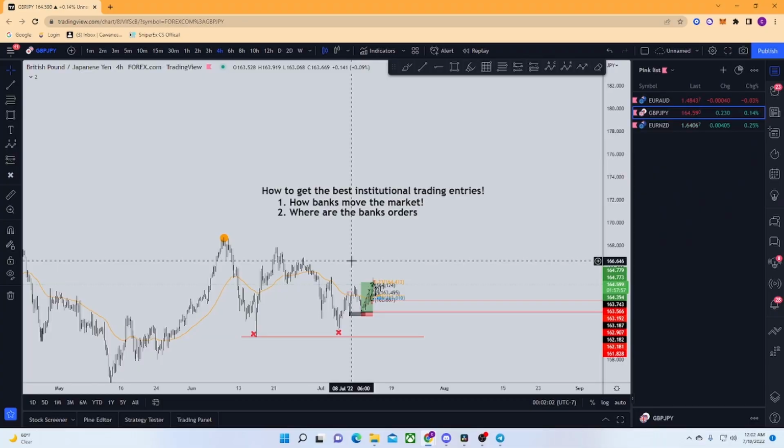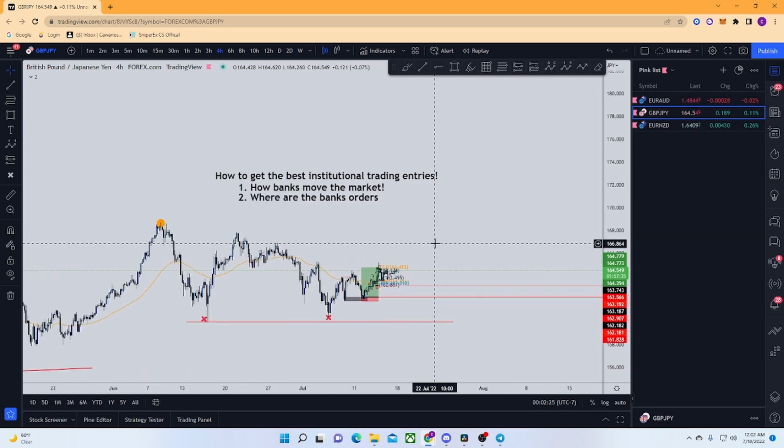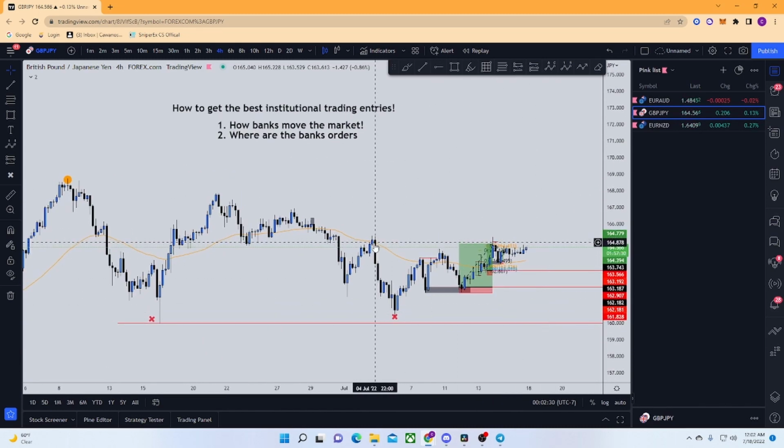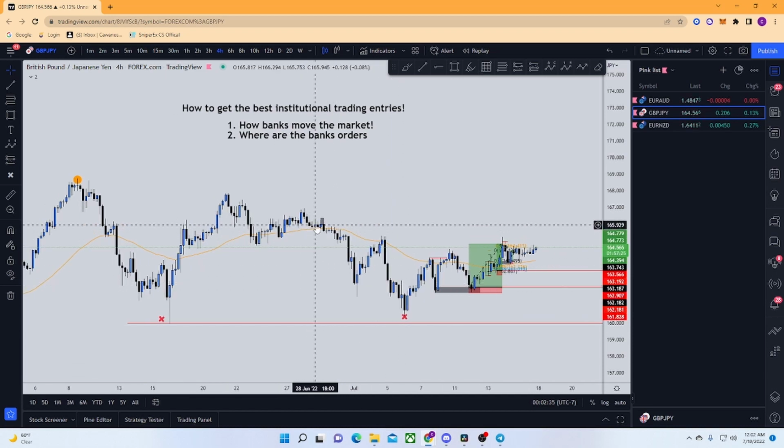Okay, but now before we get into utilizing and getting the best institutional trading entries, we need to understand how banks move the market and then understand where the banks' orders are. Where are the banks placing these orders, so then we can go with these trades. The first thing we have to understand is that when the banks are pushing price, this is when we see these large, massive candles. When we see price in consolidation, that is when retailers are in. So understand that first.